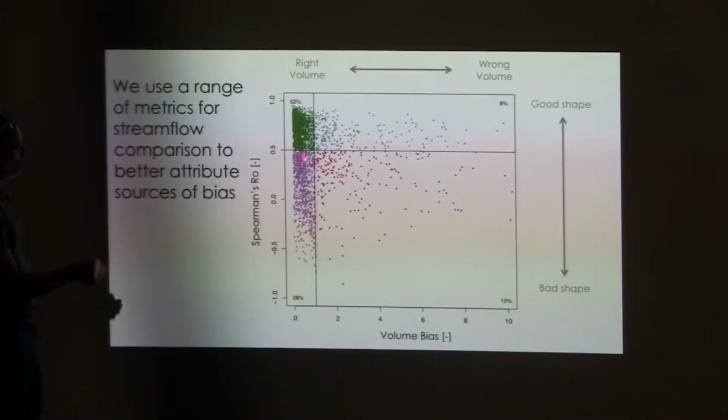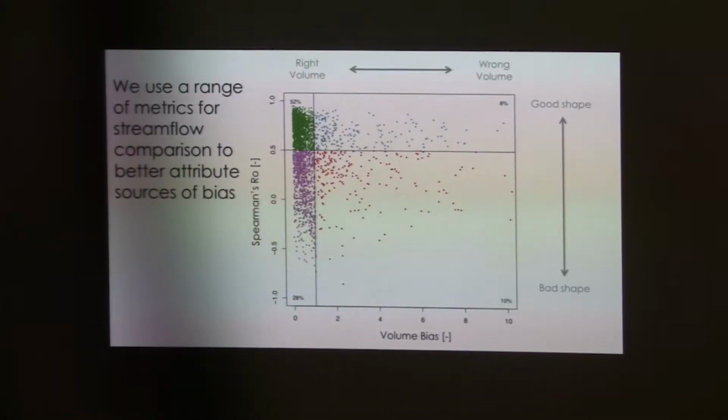Purple, which is about 30%, is the right volume of water, but not the right timing. Blue is right timing, but not the right volume. And red, which is about 10%, is wrong timing, wrong volume.